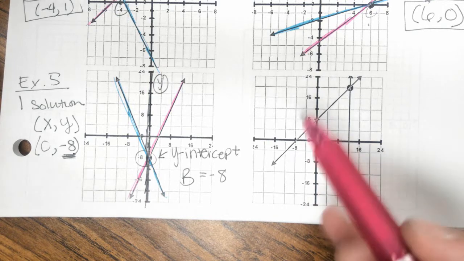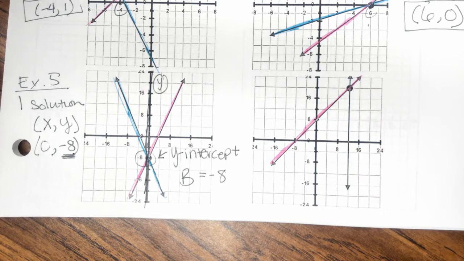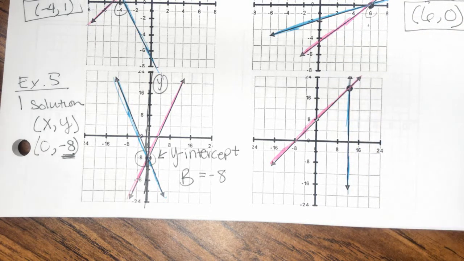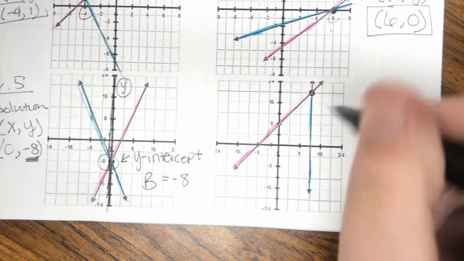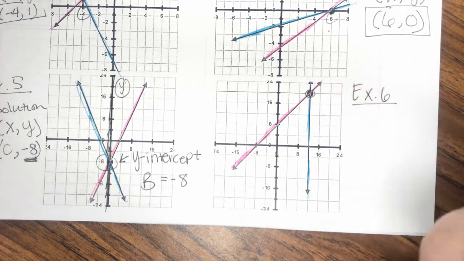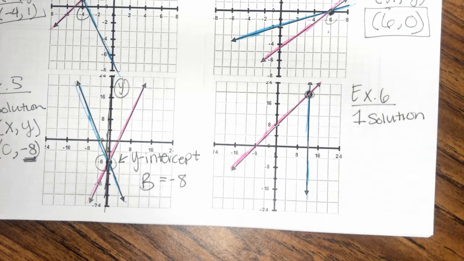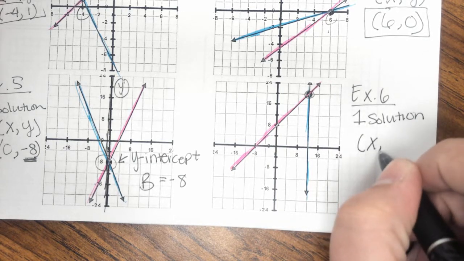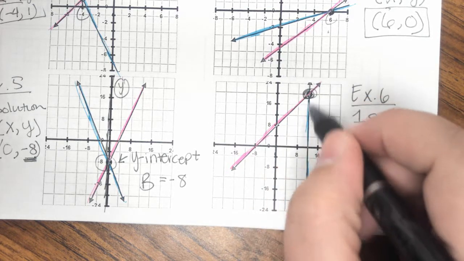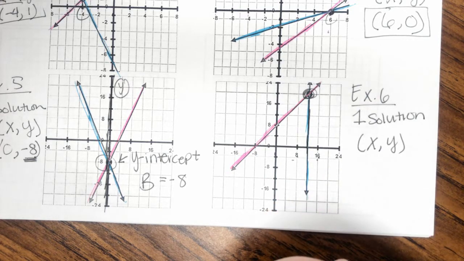Okay, looking at our last example, I'll call that the pink line, and I'll call this the blue line. I can see the intersection, so again, that's just one solution. I can write the ordered pair x comma y. Here's the solution. The x value is whatever number is between 8 and 16.